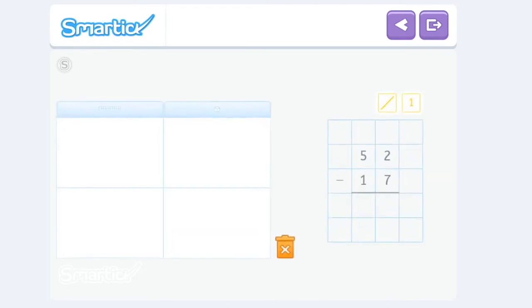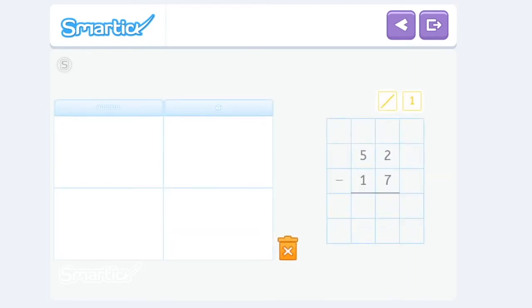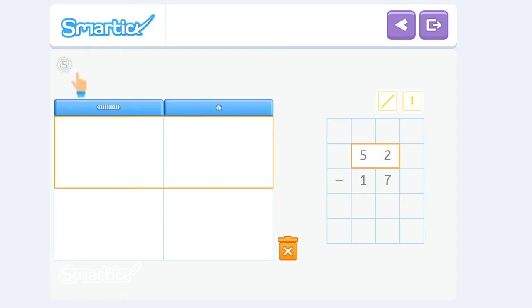Ready? We're going to do another subtraction. 52 minus 17. It looks more or less the same as the last one, but let's see what happens. First, we need to put the 52 in the table of blocks. 2 units, and 5 tens.